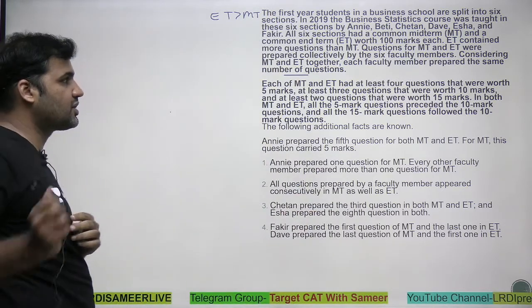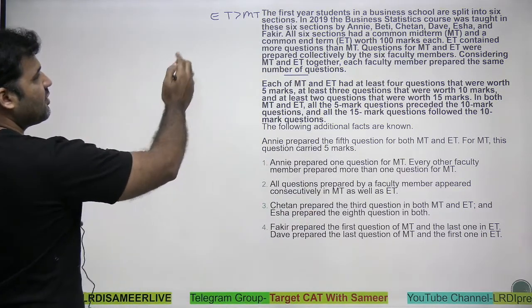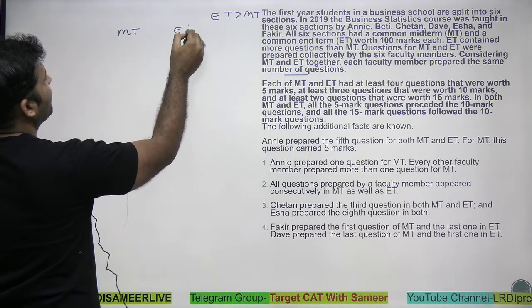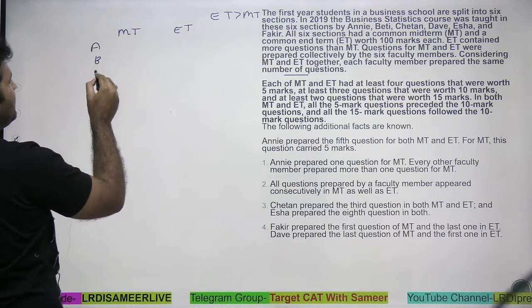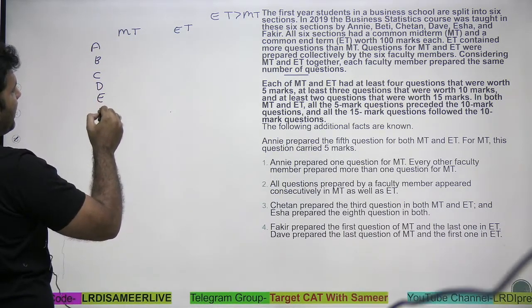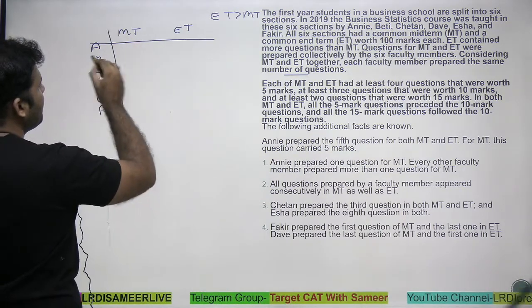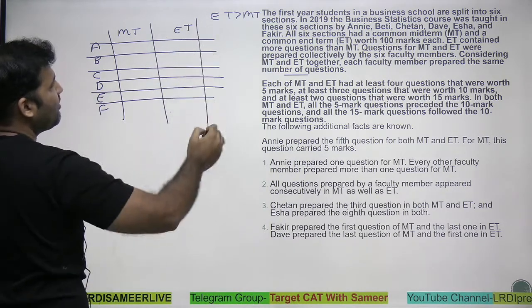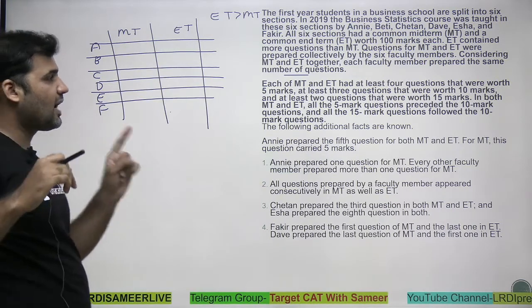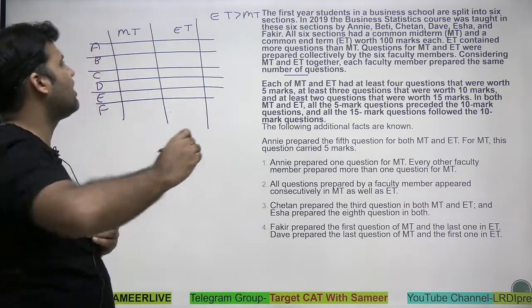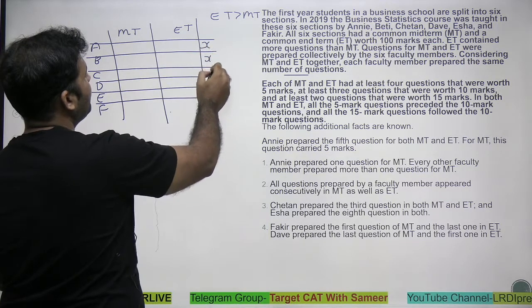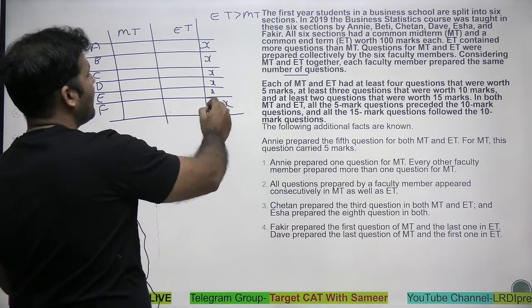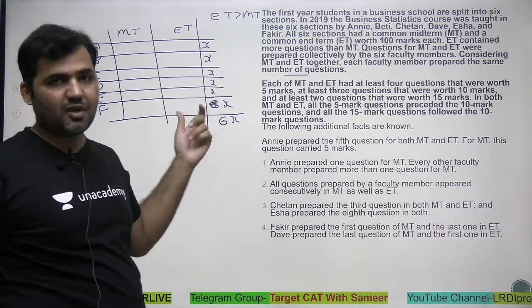Now let's talk about first how many questions these faculty members are preparing for the end term and the midterm, right? Now, the 2 terms, midterm and then end term, and the faculty members are A, B, C, D, E, and F. These are the 6 faculty members. You need to understand the instruction part very, very carefully. Number of ET questions are more than MT, and every faculty member is preparing the same number of questions. So can I say that if each prepares x, the total number of questions will definitely be 6x? That means the total number of questions will definitely be a multiple of 6.